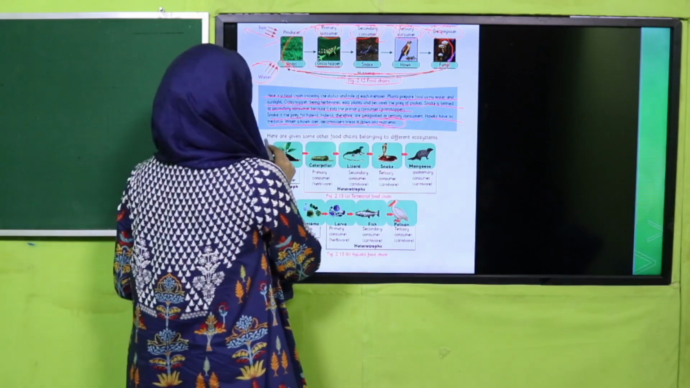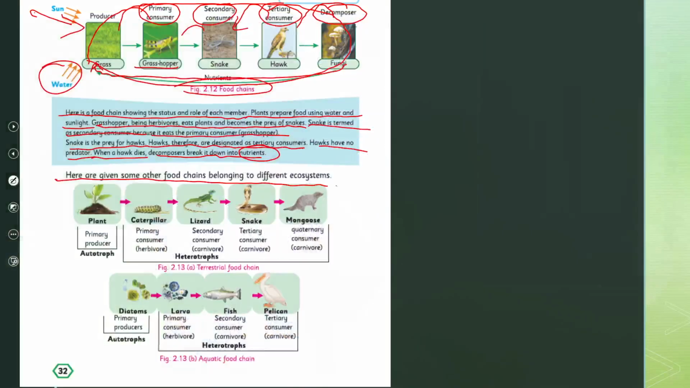Here are given some other food chains belonging to different ecosystems. Here you will see a plant which is primary producer and autotroph. Then comes the caterpillar, which is the primary herbivore or consumer. Then the lizards, secondary, snake, tertiary. Then mongoose is the quaternary consumer.